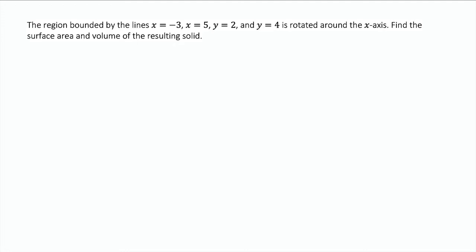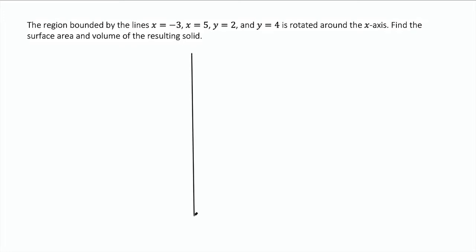The region bounded by the lines x equals -3, x equals 5, y equals 2, and y equals 4 is rotated around the x-axis. Find the surface area and volume of the resulting solid. Let's start by just sketching this real quick.